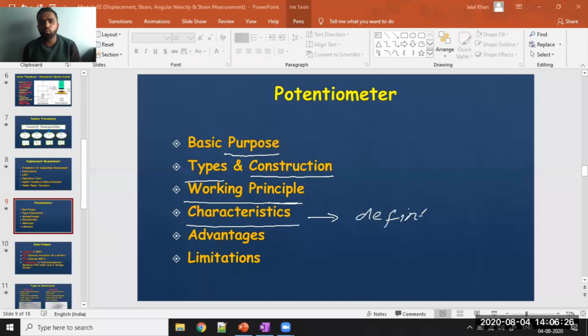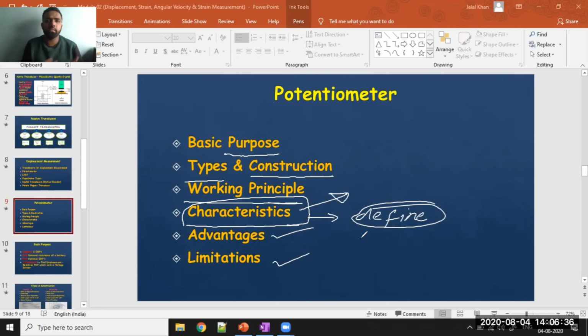Matlab, why do you want to buy the potentiometer? It depends upon the characteristics that you'll get from that device. Okay, so what is that characteristics that you'll get from that potentiometer? Then what are its advantages and what are its disadvantages?